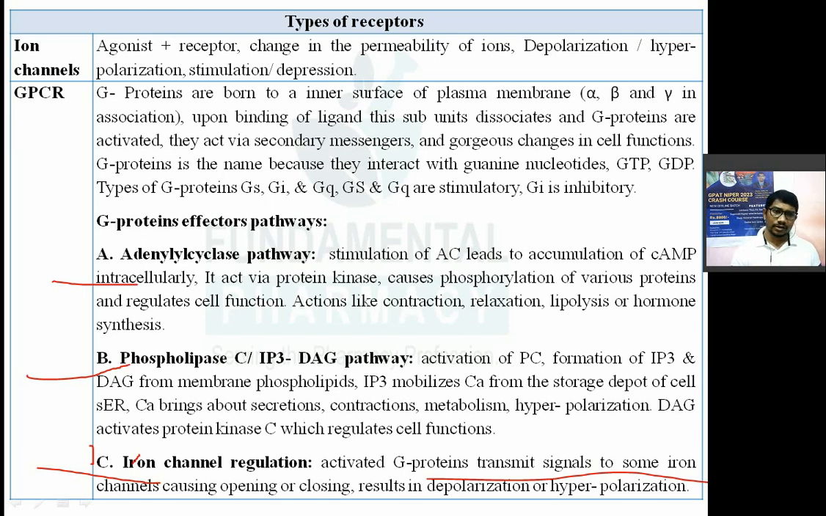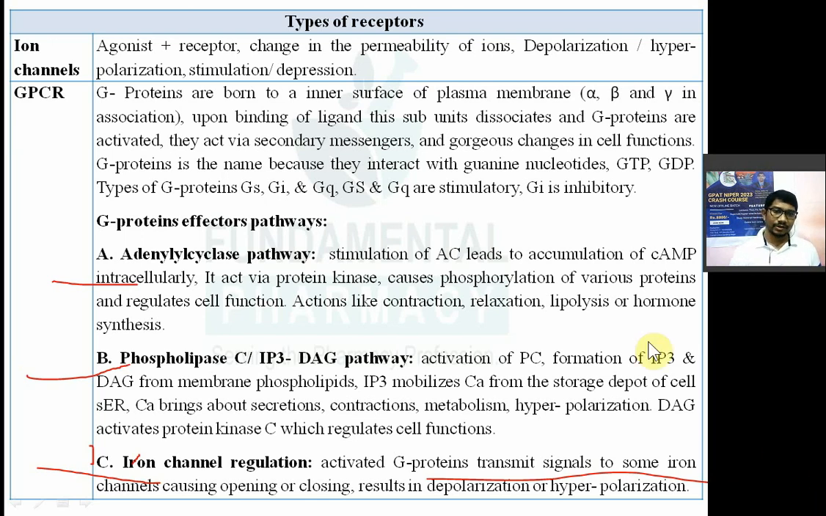Activation of G protein results in the activation of phospholipase C which leads to formation of IP3 from IP2, that is inositol diphosphate to inositol triphosphate, then diacylglycerol from membrane phospholipids. IP3 का काम क्या है? It will mobilize the intracellular calcium from the sarcoplasmic reticulum to the cytosol, which will cause secretion, contraction, metabolism, hyperpolarization, etc. Now DAG जो होता है that will cause activation of protein kinase C which regulates the cell function.